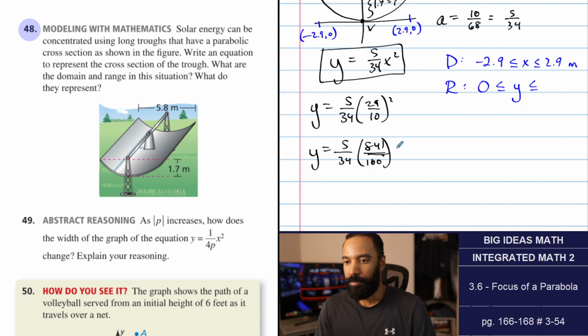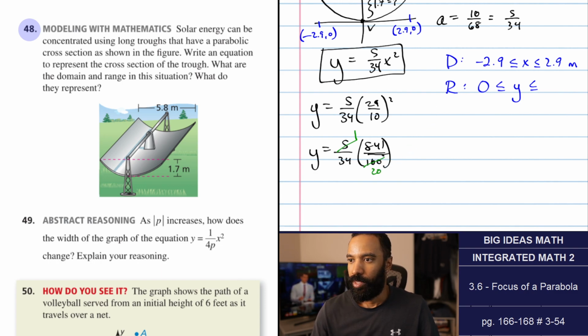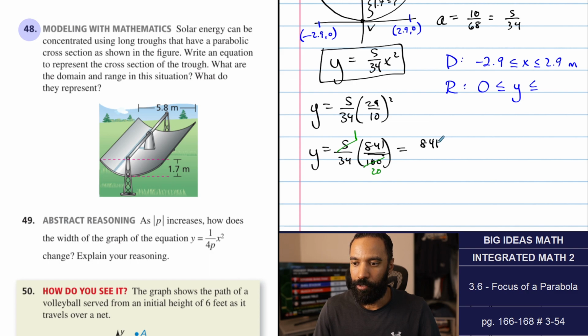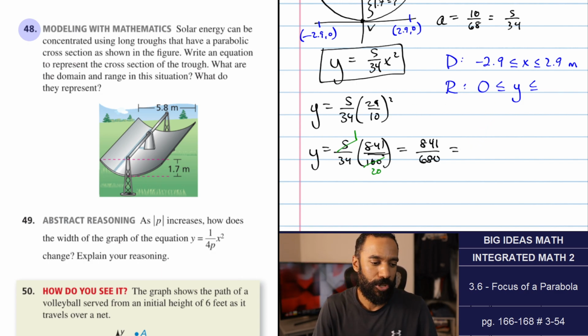5 over 100 reduces to 1/20th. And 34 times 20 is 680. So you get 841 over 680. Now, I don't think I can reduce that. I assume it's going to be a prime number because it's 29 times 29. I don't know if they want me to round that. I'm sure there's a good rounding thing.